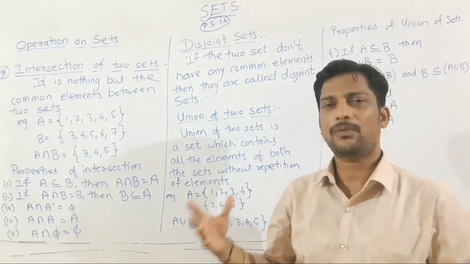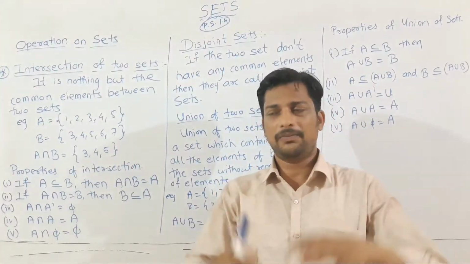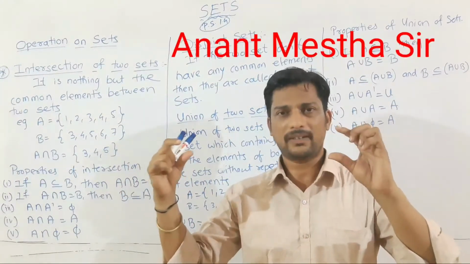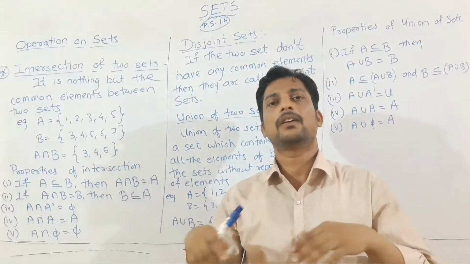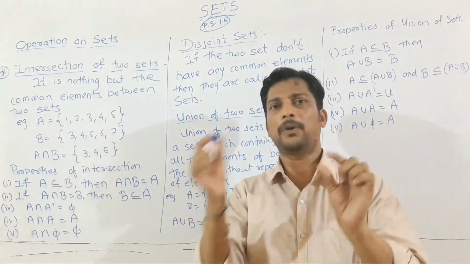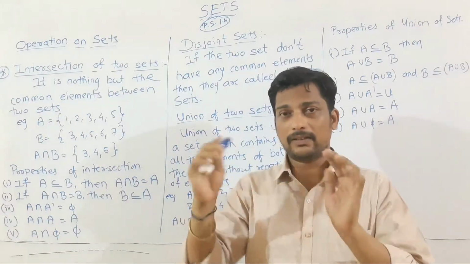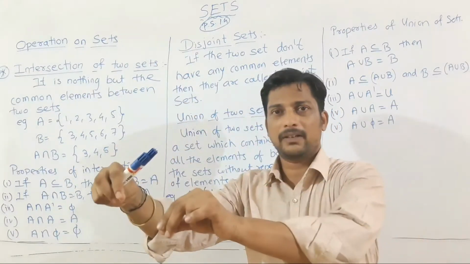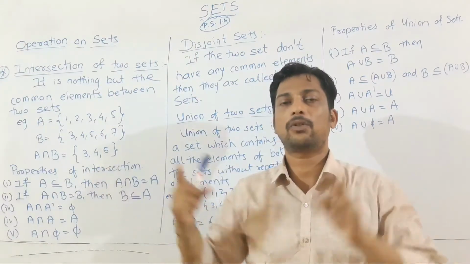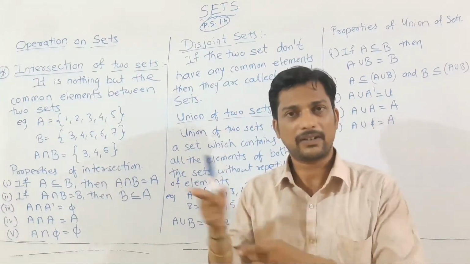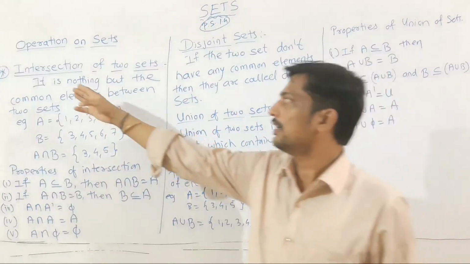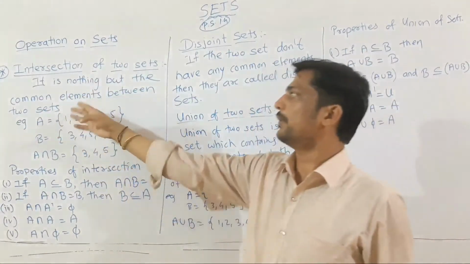Now, intersection of two sets is nothing but if we are considering two different sets, then if there is any common element between these two sets, then the set of all the common elements between two sets is called the intersection of two sets. Now see, it is nothing but the common elements between the two sets.